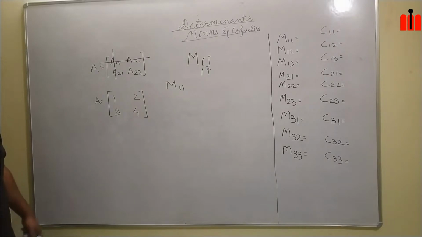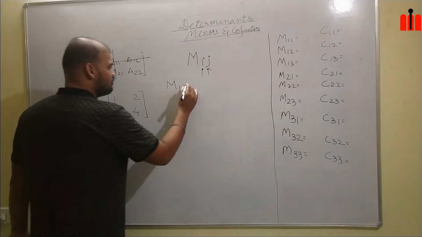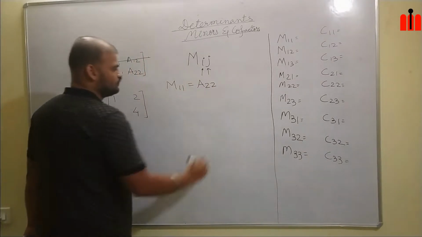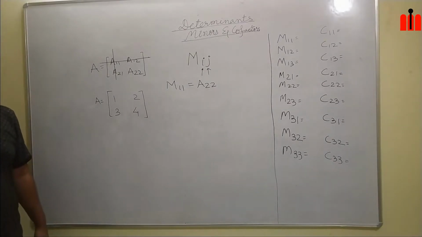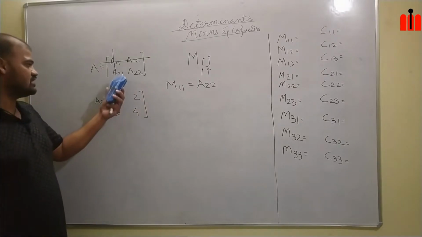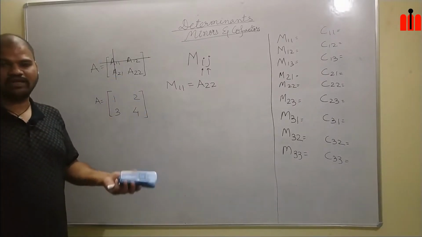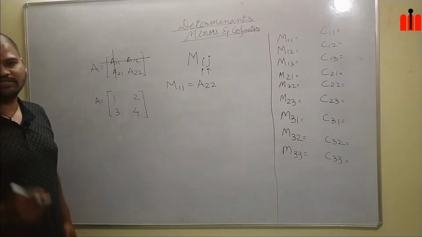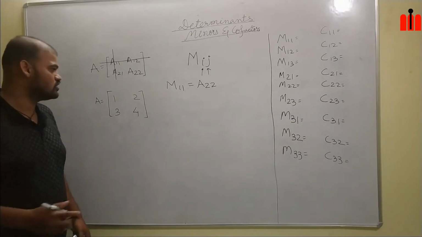What are we left with? A22. So my minor for this will be A22. Are you getting it? Okay, let's move on to the other minors. How many minors are possible? I told you there are 4 minors, as there are 4 elements: A11, A12, A21, A22. So minors are also 4 possible.